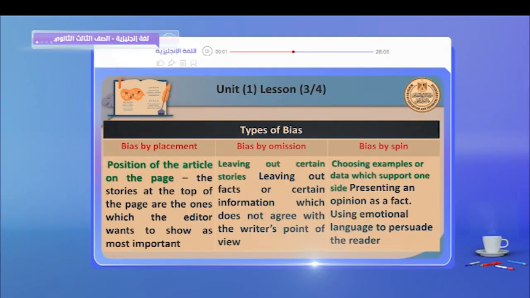Okay, so now let's move on and discuss the three different types of bias, as we see here. Bias by placement, this is the first one. Bias by omission, bias by spin. Of course, in the lecture they mentioned bias by omission first. They spoke about the type written in this text first, then placement, and then after that bias by spin.